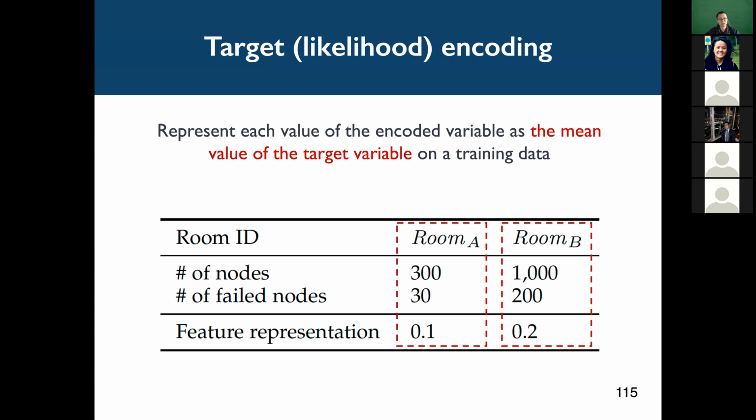Third way is target encoding or likelihood encoding. Still here, we have two variables, room A and room B. For each room, we know the number of nodes in the room and the number of field nodes in the room. And we want to predict whether the room is associated with a finger, right? How can we do it?